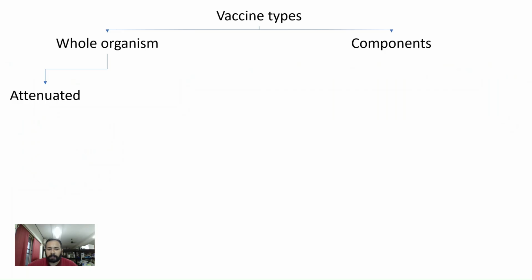And second is outright killed organisms which have been killed by either heat or chemical treatment. And third type is recombinant vectors, where by genetic engineering, the antigen is expressed into a similar type of bacteria or virus, but one that is non-pathogenic for us.